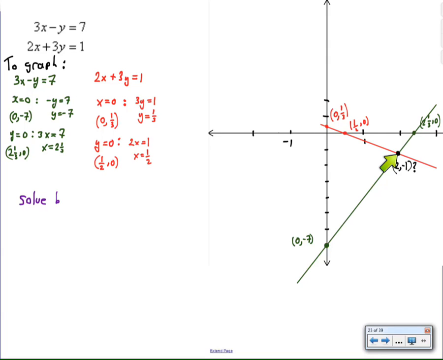So what makes this point special? It is the solution to the system. It appears that even with my graphs I could see that when x equals 2, y equals -1 seems to be the approximate solution. It could be off, so I'm going to use algebra to verify. So we're going to solve by substitution.